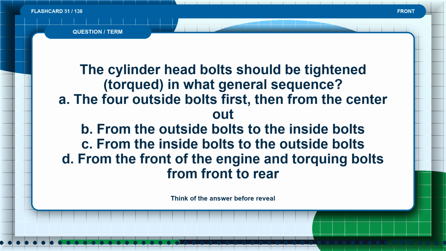Flashcard 51. The cylinder head bolts should be tightened (torqued) in what general sequence? A. The 4 outside bolts first, then from the center out. B. From the outside bolts to the inside bolts. C. From the inside bolts to the outside bolts. D. From the front of the engine, torquing bolts from front to rear. Pause and think of the answer before the reveal.